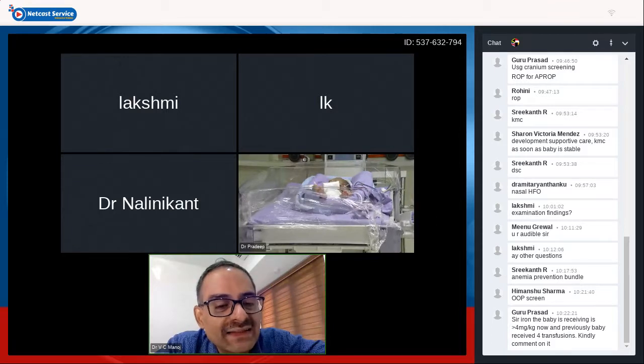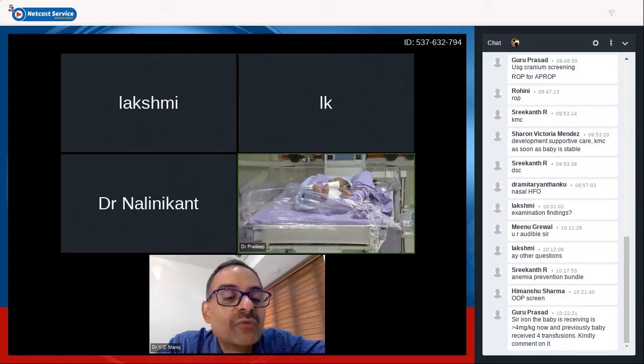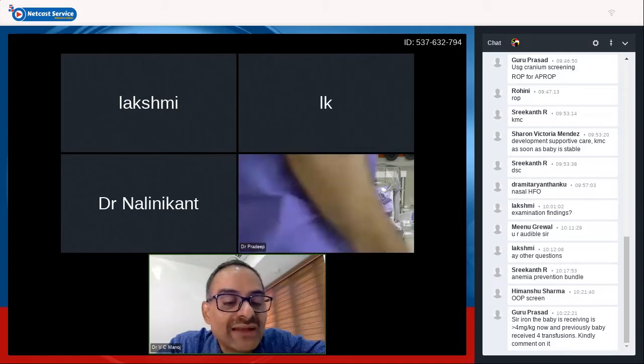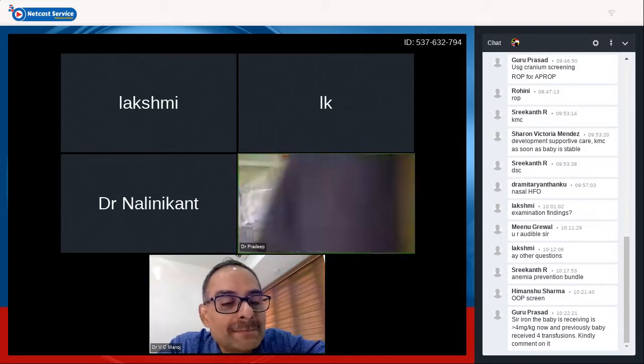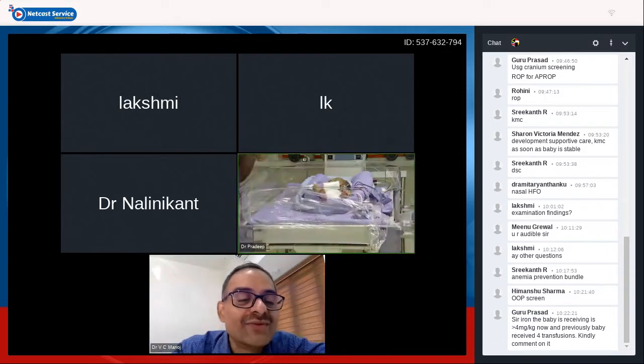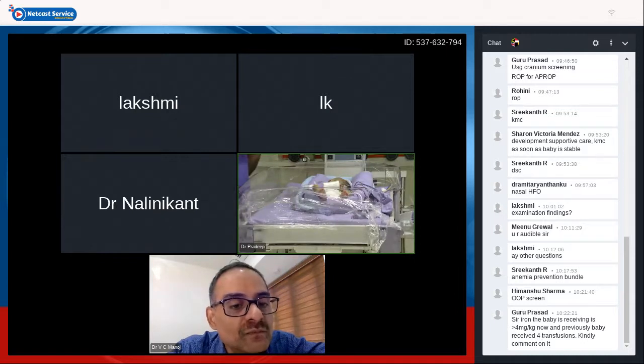Even we'll do the Hamilton angles. Can you just show Hamilton angle? Demonstrate how you do Hamilton angle in the baby. Yes, sir. In the Hamilton angle, for the upper limbs, we'll do the scarf sign.